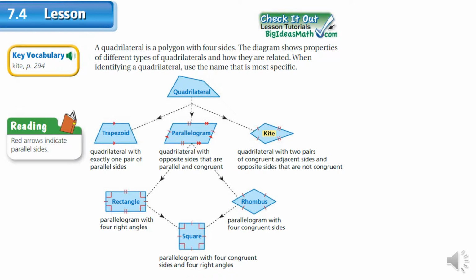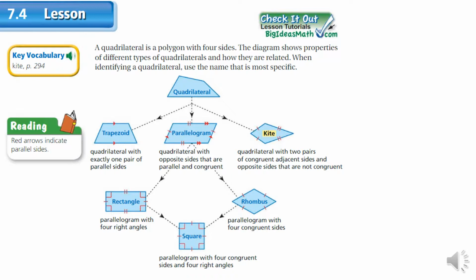So, quadrilateral simply defines a shape with four sides. It doesn't matter what that shape is, as long as it has four sides and it's a closed figure, it's a quadrilateral. The sum of the angles of a quadrilateral always equals 360 degrees, no matter what that quadrilateral is or how oddly it's drawn.